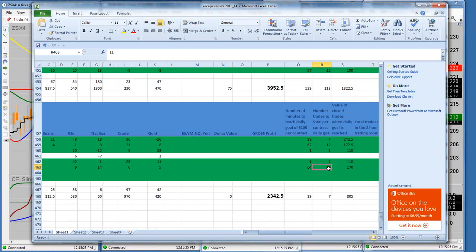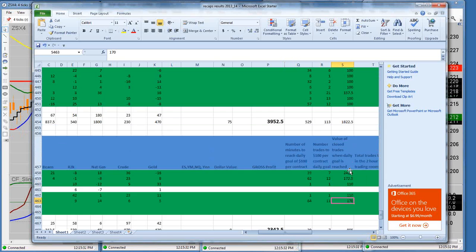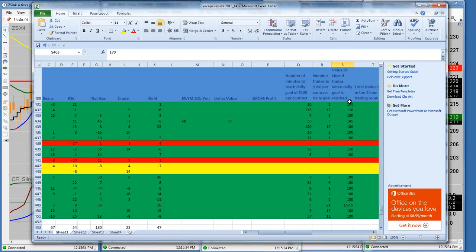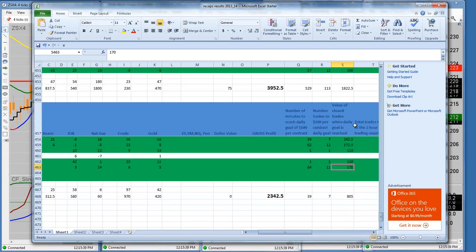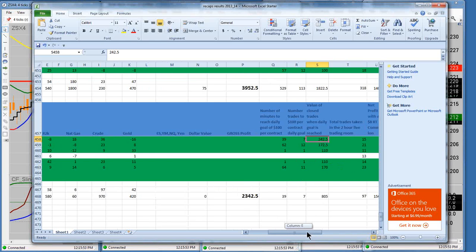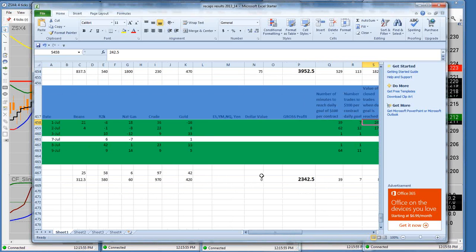It took us 11 trades and 64 minutes to get to our goal for the day. The goal for the day is always to make a minimum of $100 per contract. Some days I just put a target at $100 and we nail the $100 mark. This column is just the value of the closed trades when the goal is reached. Some days, like today, it was a little higher, because the trades we were in at that time must have run, or I might have been in more than one trade and they all closed at the same time.